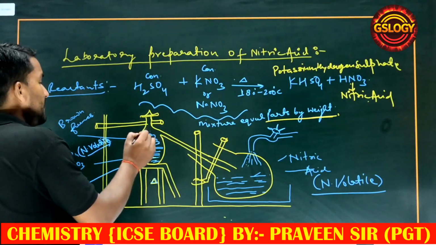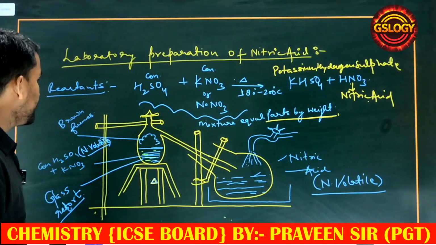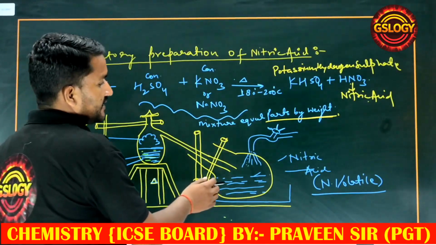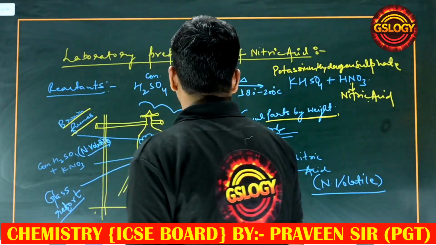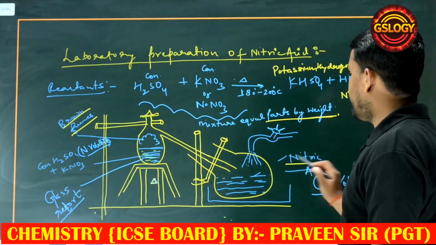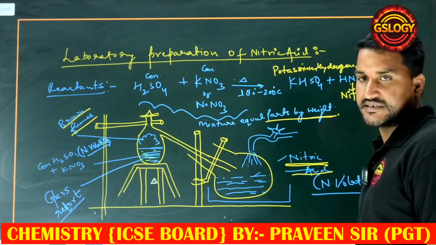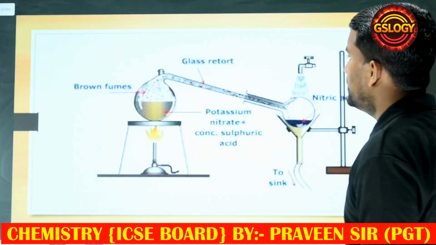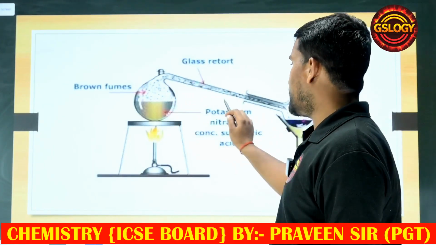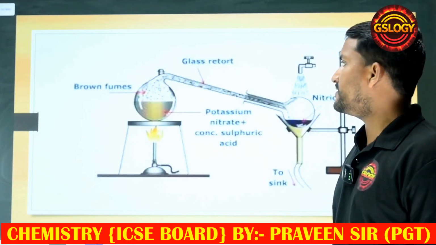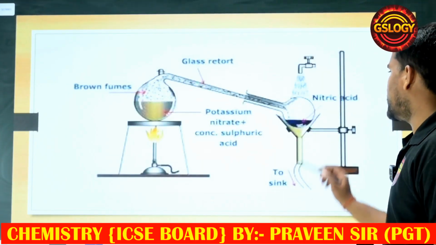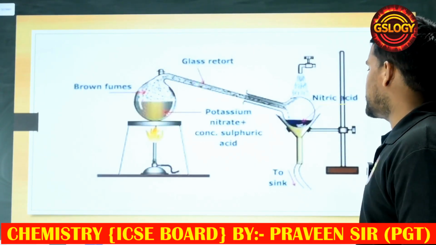On heating, it forms brown fumes, which then pass into the other container and form nitric acid. Clear? Here, on heating, potassium nitrate and concentrated sulfuric acid are taken in the glass retort, and it forms brown fumes, and then the nitric acid is collected.